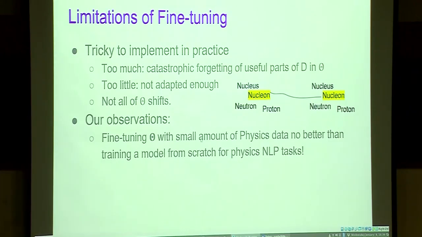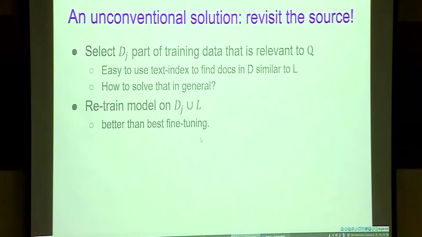Okay. So basically, what we found that fine-tuning the global parameters with small amount of physics data was no better than training a model from scratch on the physics data alone, even though the physics data was small. So then we tried lots of different ways of improving the fine-tuning, playing with how we regularize the thetas and how we schedule the training and all that, but none of it worked.